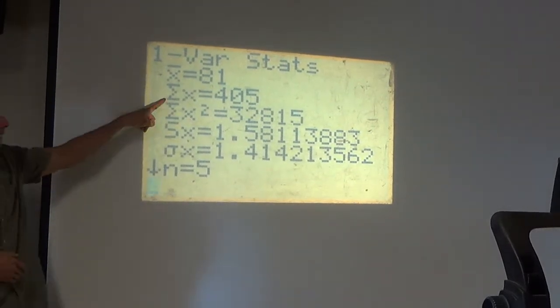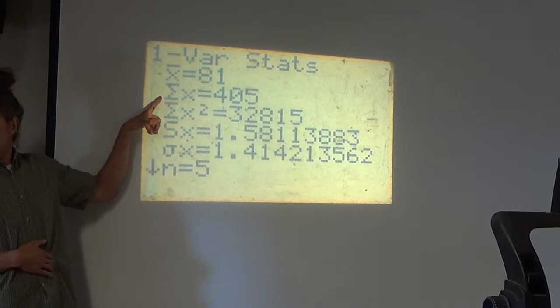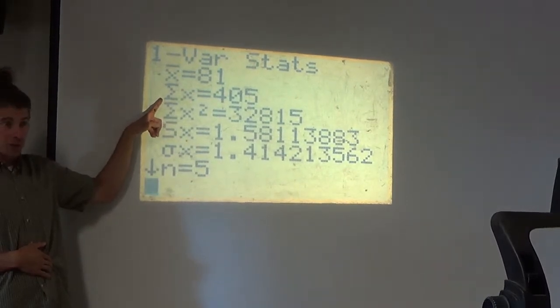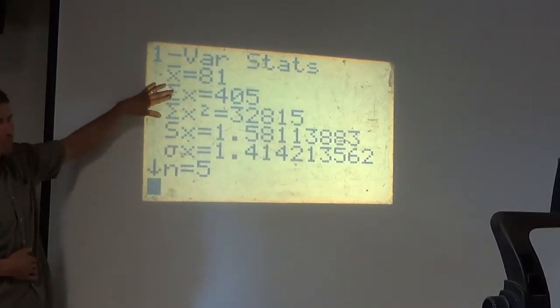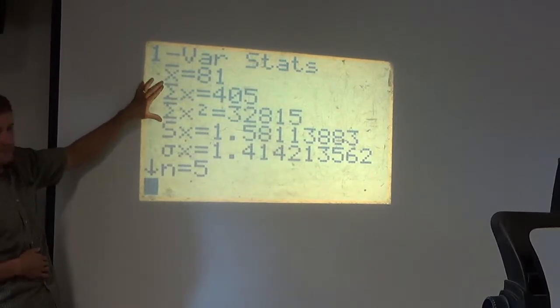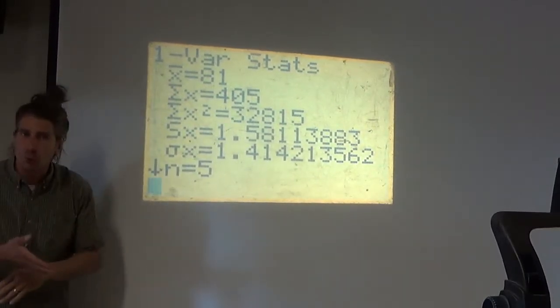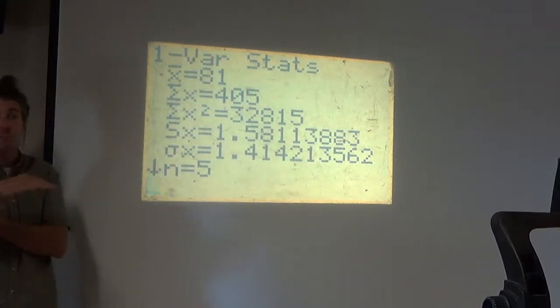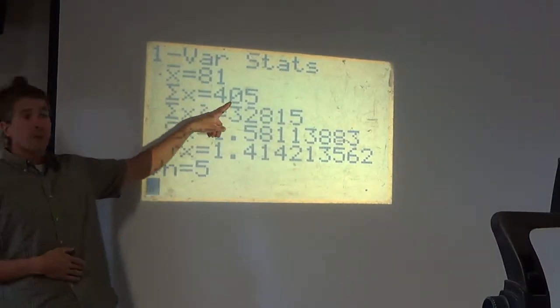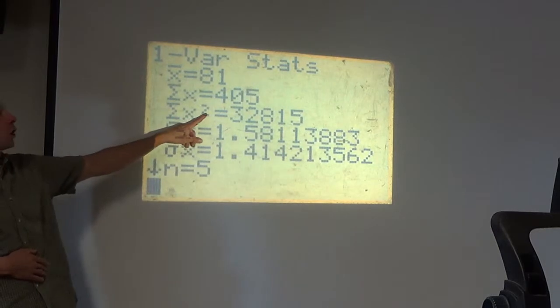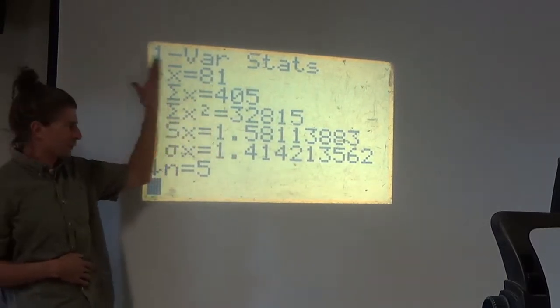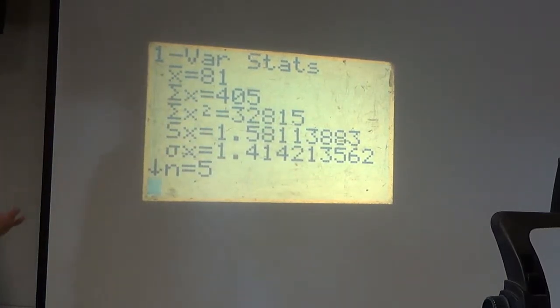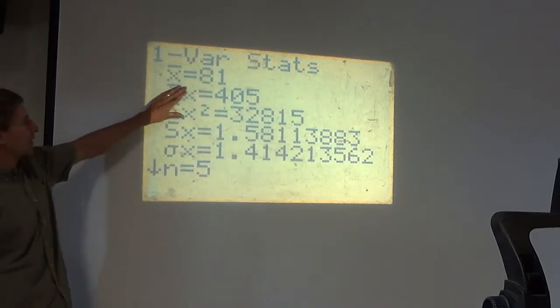So that's the sum of all the x's? This is the sum of all the test scores. So then it's squared. You can pretty much always ignore these next two because they're remnants from the 80s. In the 80s, those were important for many reasons, but they're not as important anymore. So if you add all the test scores up, you get 405. If you square all the test scores and then add them up, you get 32,815 square points. I don't know why you would need to know that. You don't need to know that in here. So you can ignore those two lines right there.